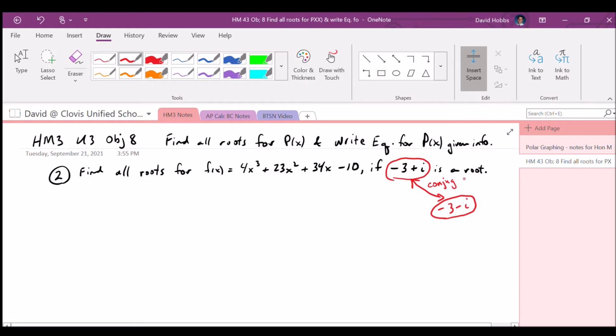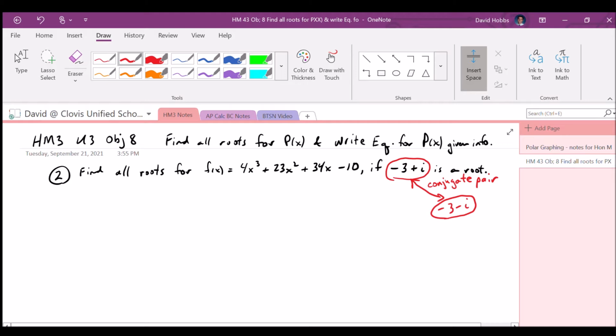Conjugate, sorry, let me spell it correctly. Conjugate pair. So it's in the form of a plus bi and a minus bi.